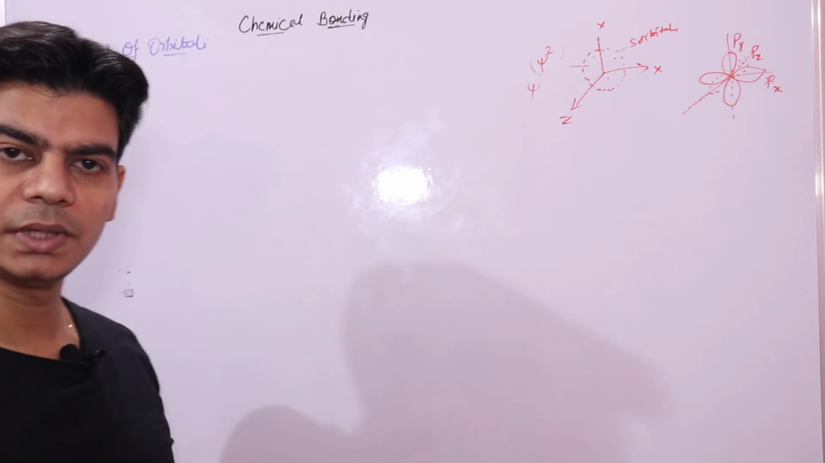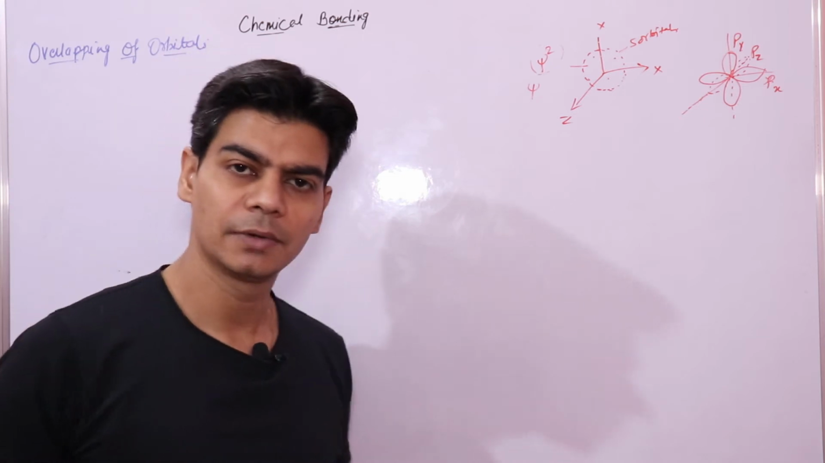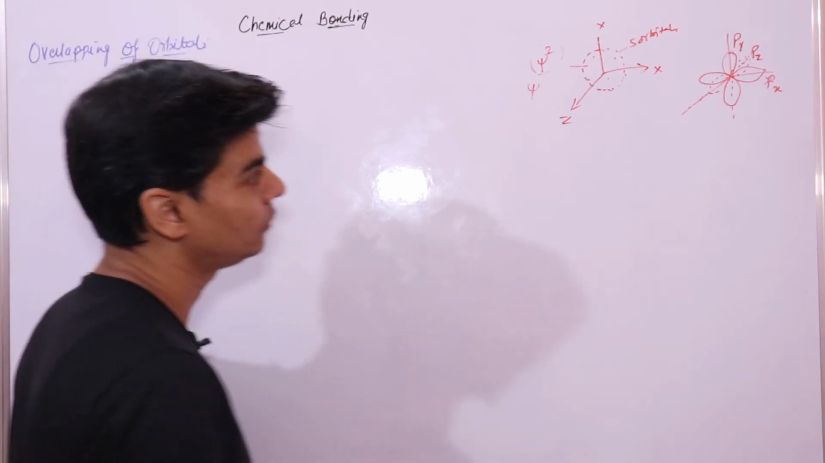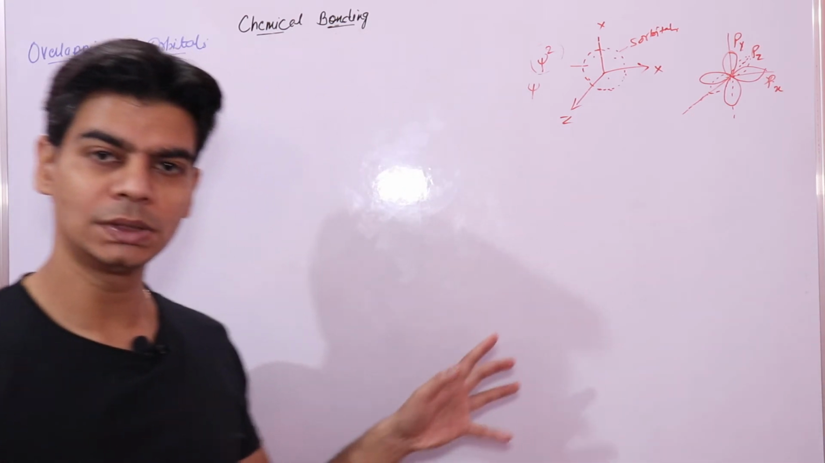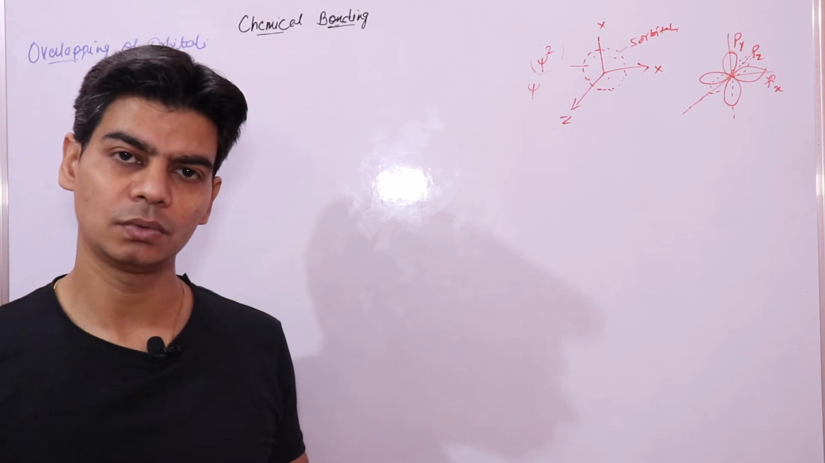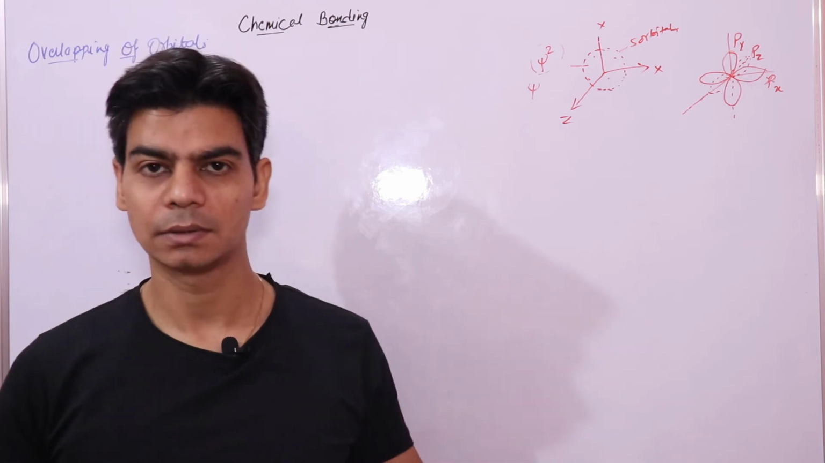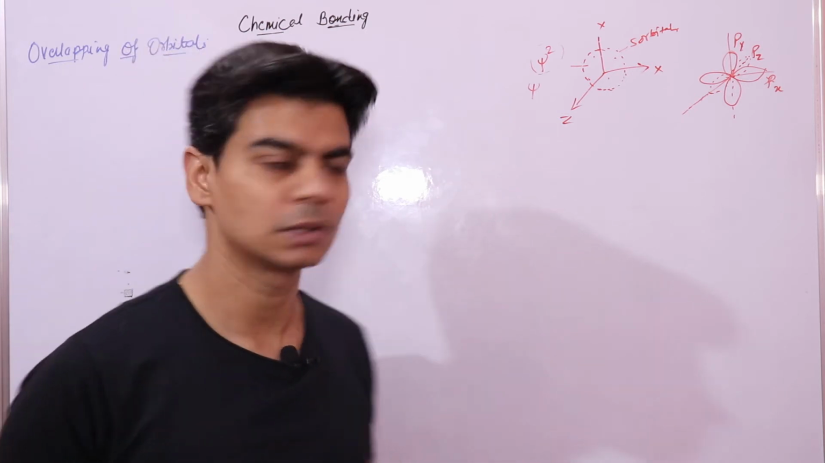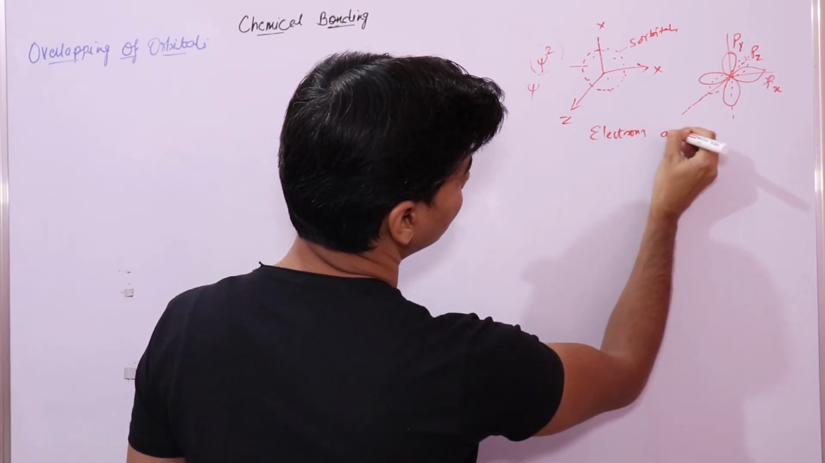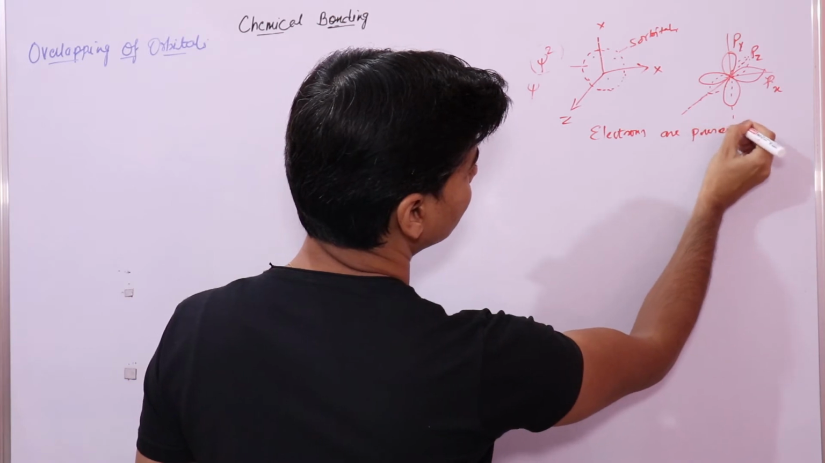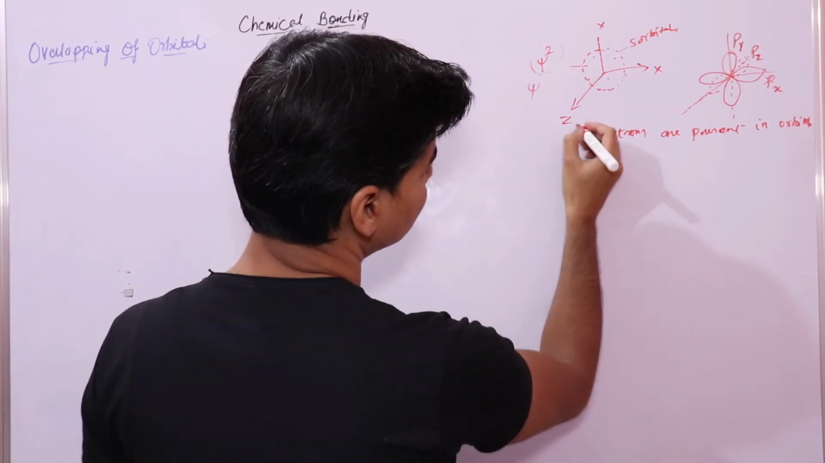Similarly, you have d orbitals. We have learned about d orbitals also. You can look at my previous video lecture on these orbitals if you are not clear on the orbital concept. But just remember that the electrons we talk about as revolving in any of the shells are actually contained in orbitals, and an orbital can have a maximum of 2 electrons. So electrons are present in orbitals. This is the first point.